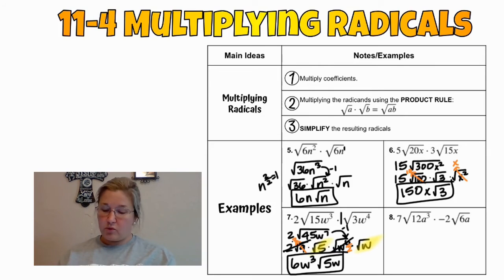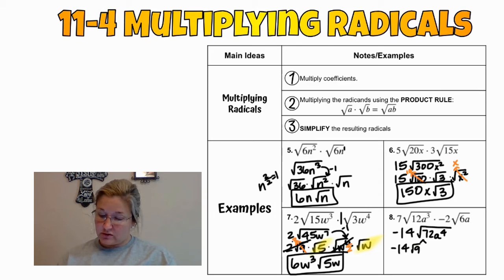Okay, so one more example here. So we're going to multiply the coefficients. That's your first step. Have negative 14, and then I have the square root of 72a to the 4th. So there's a perfect square in 72, and that's 9. So I have negative 14, and that's going to be the square root of 9 times the square root of 8, the square root of a to the 4th.